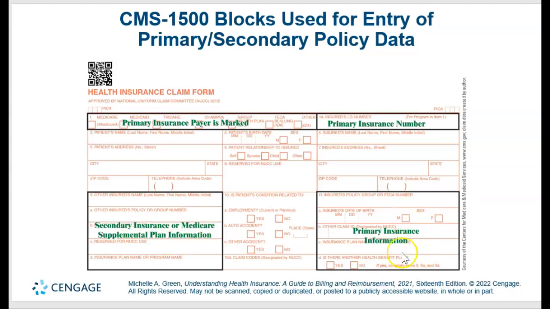And then here would be your primary insurance. For me, it would be Blue Cross Blue Shield. But let's say somebody had Medicare, and then here it would be, let's say, HMO.